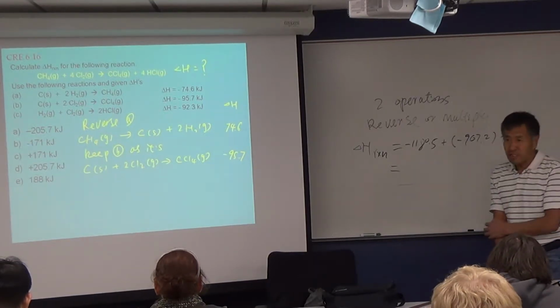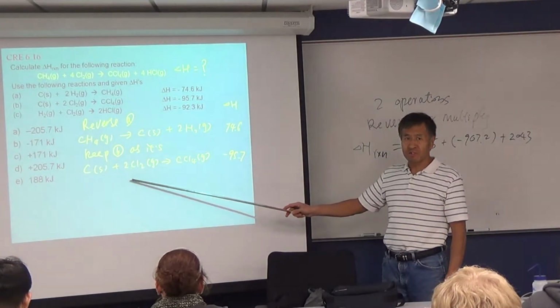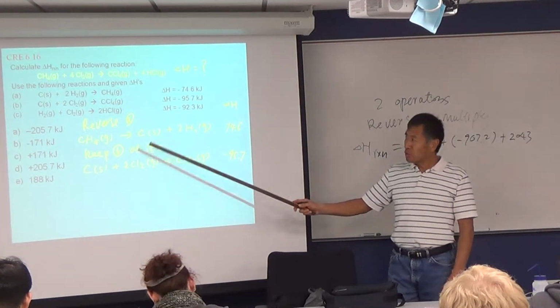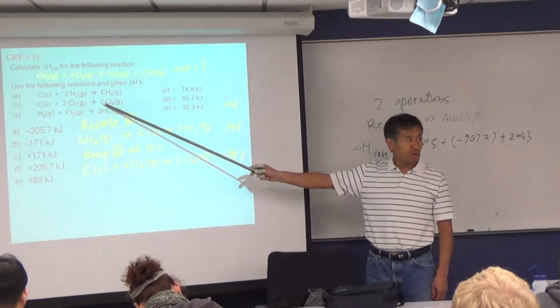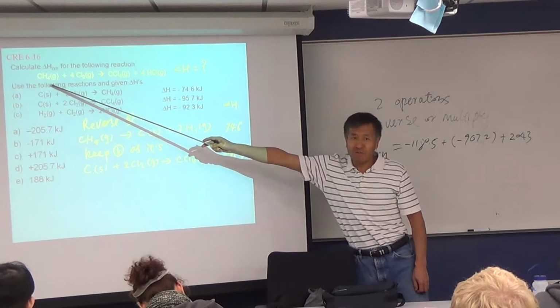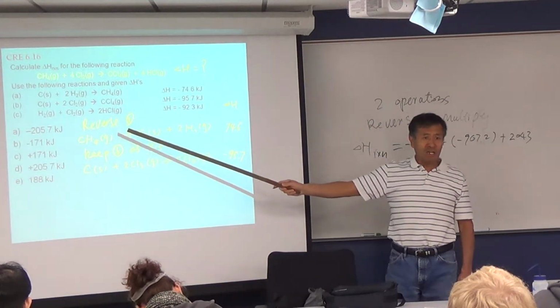But now the question is, why do you do that? Why do you just reverse the first one but not do anything to the second one? You need to reverse A because you need this guy, CH4, right? And that's CH4 on the left side, but this one has it on the right side. Right? And that's the only one that gives you CH4.